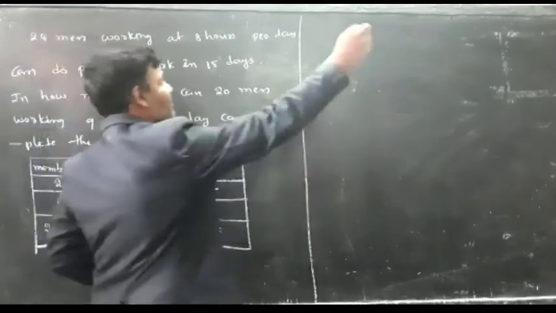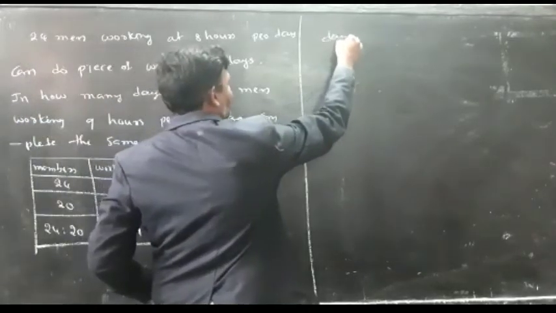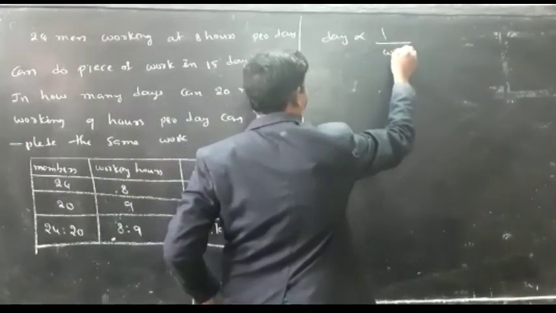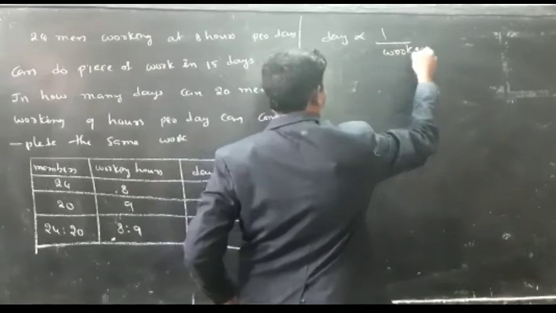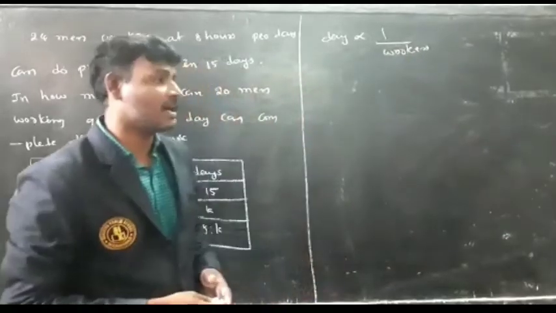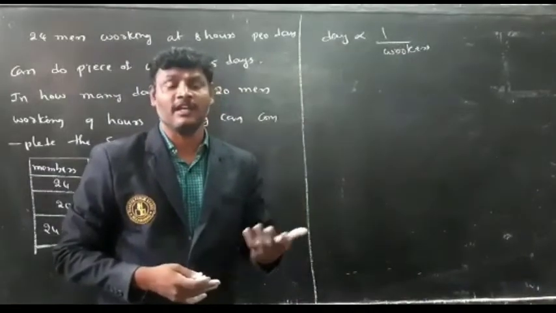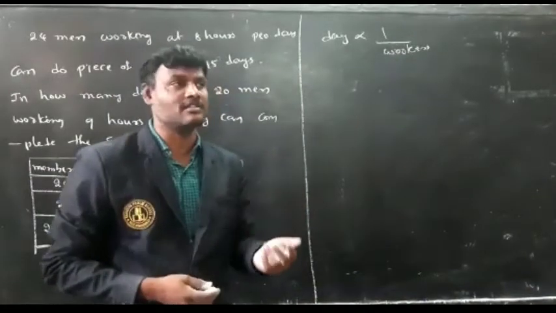See here, days and members, meaning workers, are always inversely proportional. Why? Because if workers increase, days decrease. If workers decrease, days increase.